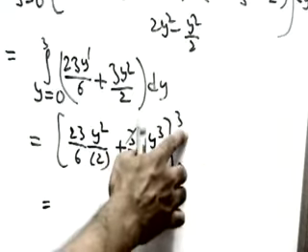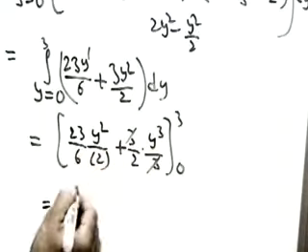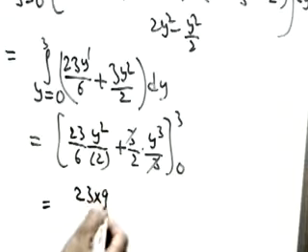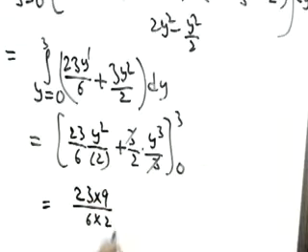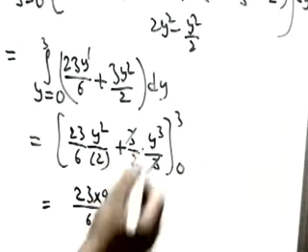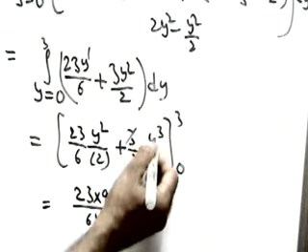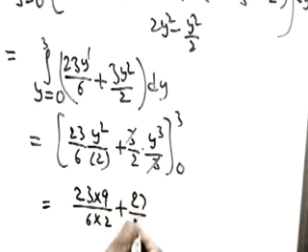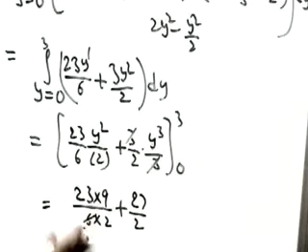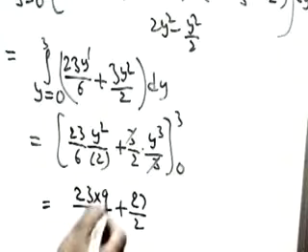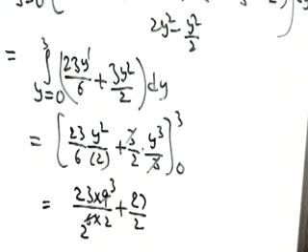Now if we substitute the lower limit, it will be 0. We substitute the upper limit. If we substitute 3 here, 3 square is 9, so 23 into 9 by 6 into 2, plus if we keep y as 3, 3 cube is 27, 27 by 2. So we can cancel this one here. 3 2s are 6, 3 3s are 9.